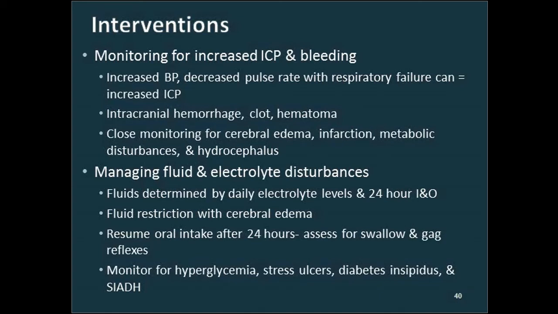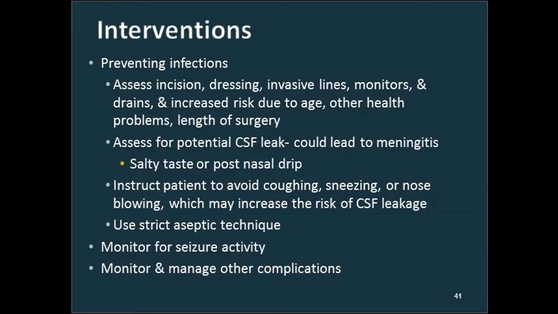You also have to be diligent to assess for things like hyperglycemia and stress ulcers, because many times these patients have been on very high doses of steroids for an extended period of time, and if they are already diabetic, then their blood sugars are going to be out of control, and then they also are at risk for developing GI ulcers, stress ulcers, because of all of the steroids and then the amount of stress they've been under. So you've got to be diligent in assessing not just the neuro status, but the whole patient, that holistic care. Preventing infections, monitoring for seizure activity.